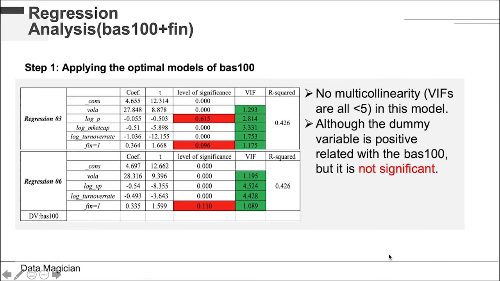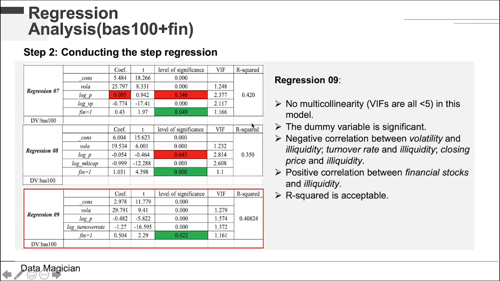In this section, we will add the dummy variable fin to investigate whether financial stocks were more illiquid than non-financial stocks during April 2009. First, we apply the optimal model of BS100. We can see in both regression 3 and 6, there is no multicollinearity, but the dummy variable is not significant. So next, we decided to run the step regression, and we found regression 7, 8, and 9.